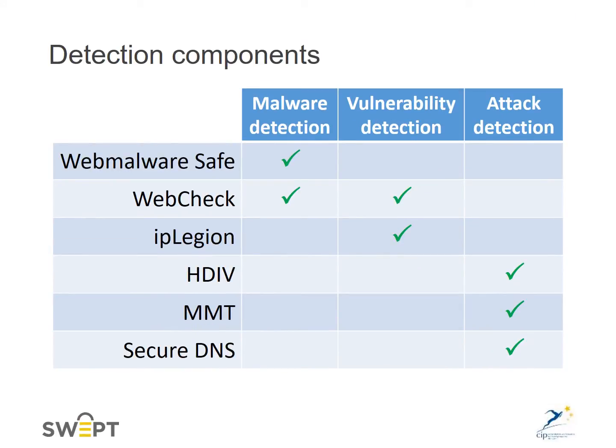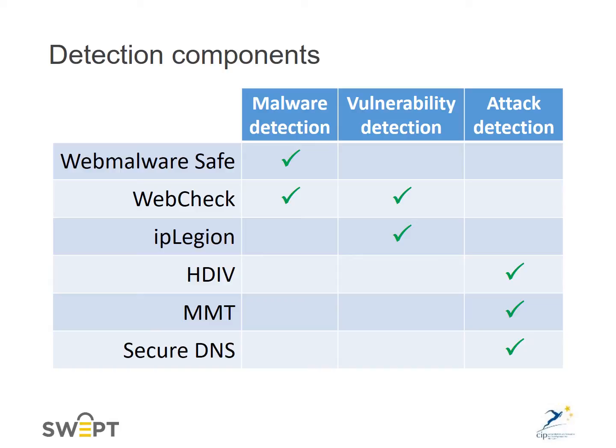There are 6 different tools that work within the detection service. Firstly, there's Web Malware Safe, which is essentially a malware detection tool that discovers malware through a sandboxing type technique. There's WebCheck, which detects malware and vulnerabilities and uses a kind of hybrid scanning technique which scans both locally and remotely from the web server. IP Legion, which is a vulnerability scanning and assessment tool. And there are 3 tools that could detect attacks. 2 that you've heard about already, HDIV and MMT, and also Secure DNS, which detects bad DNS.